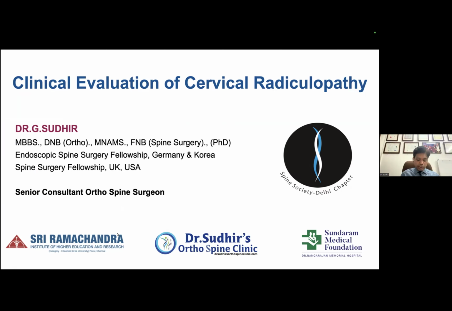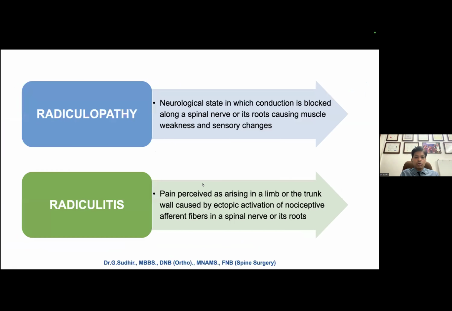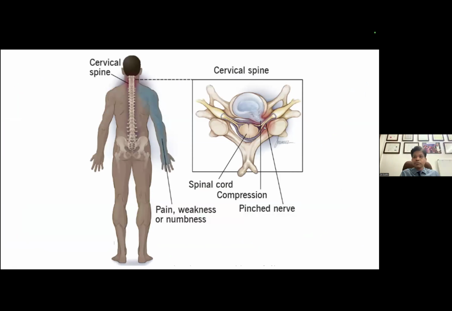So Dr. Archit nicely covered the entire pathoanatomy, pathophysiology, everything, so that it will be easy for you now to follow up with the clinical evaluation of cervical radiculopathy. And myself, I'm Dr. Sudhir from Chennai. And the difference, as he said, radiculopathy and radiculitis. So radiculopathy means whenever there is pressure on the nerve, and radiculitis means inflammation of the nerve root. And there will be severe pain because of the inflammatory mediators present. Here, there is a schematic diagram showing the disc coming out and pressing the nerve, and the patient will be having pain throughout the upper limb, as you can see here.